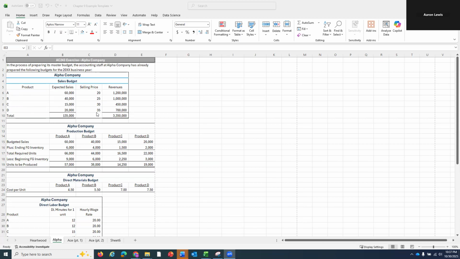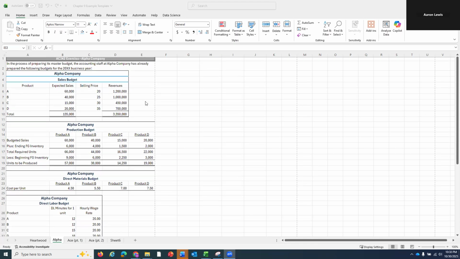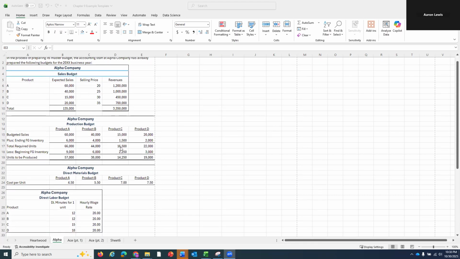Then we have the selling price of each individual item, and if you just multiply your expected sales volume by how much you think you're going to sell each one for, you get their revenue. So all in all, from the sale of these 135,000 various products across the four product lines they have, they're expecting to generate $3,350,000 in revenues.